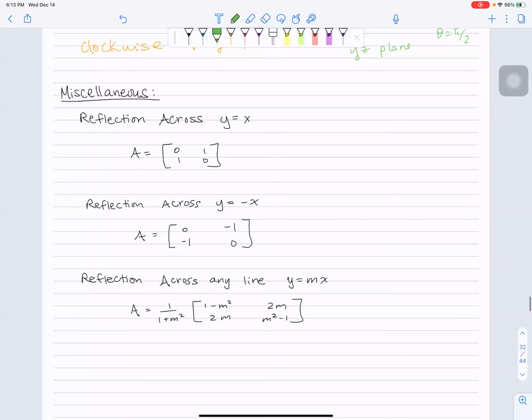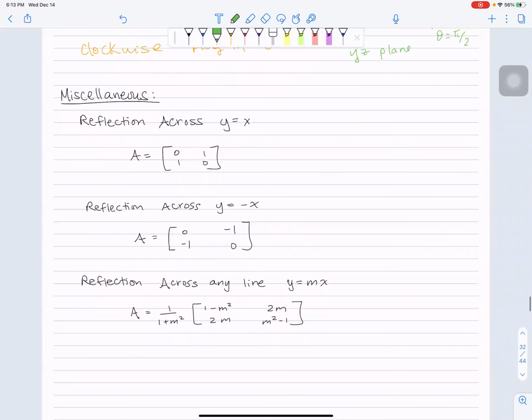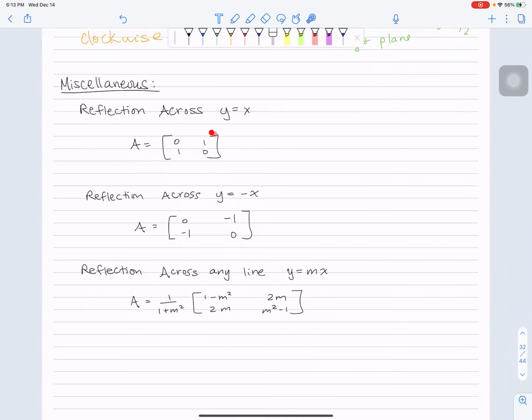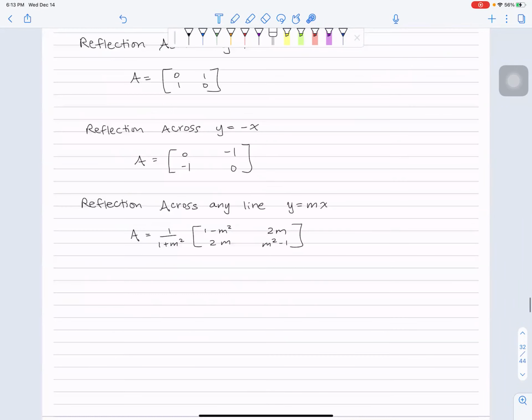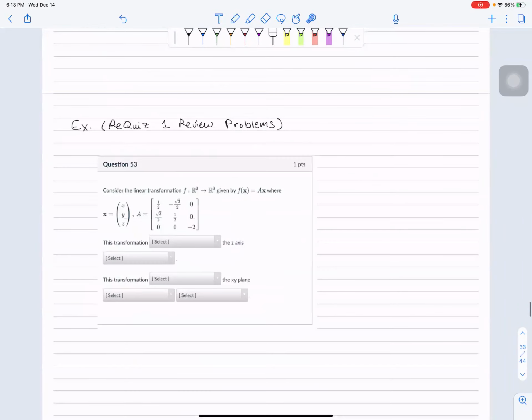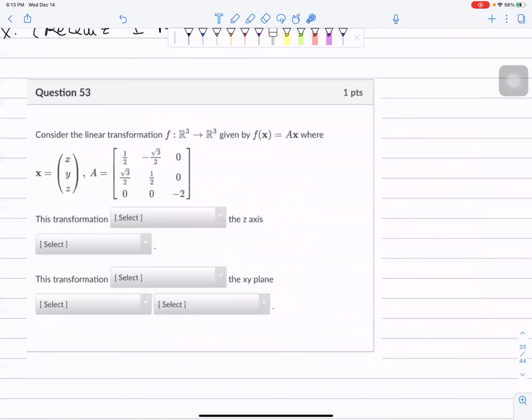So I just put some nice common things, like reflection across the y equals x plane is this matrix often. Those are some things.